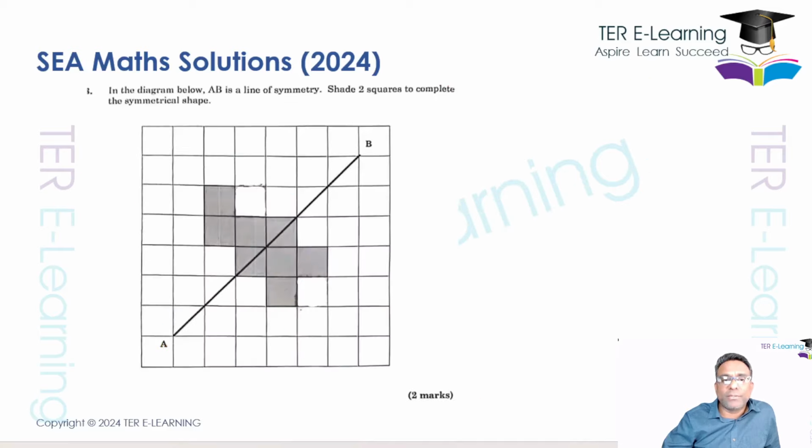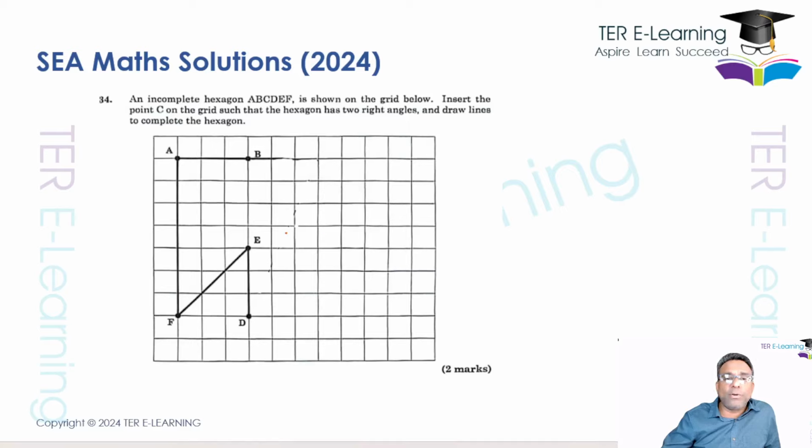Question 33. We have a diagram here, and we have a line of symmetry AB, and we shade 2 squares to complete the symmetric shape, right? So we want to shade two squares. All you need to do here, guys, is just shade this one and this one here, and that's it. And this shape here is now symmetrical, right?